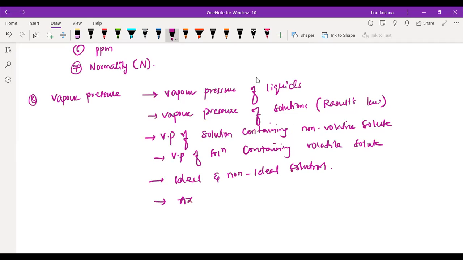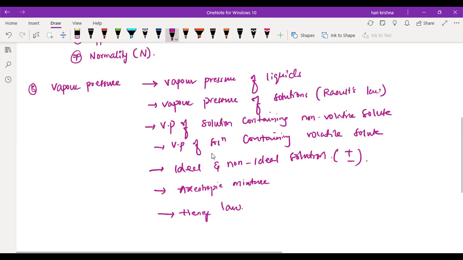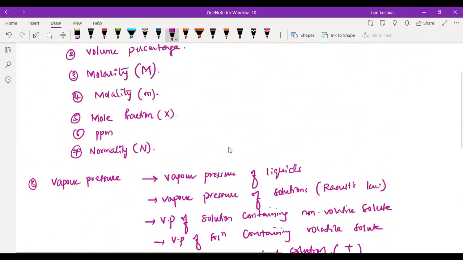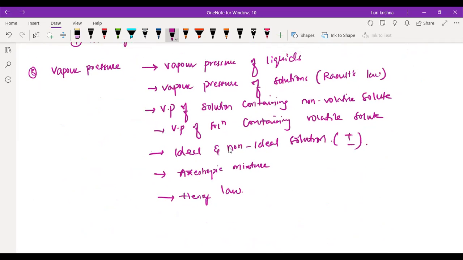Next, azeotropic mixture. In this, you have again positive deviation and negative deviation. Two deviations are there in the non-ideal solutions. Again, we'll study about Henry's law. Actually, this would come first, but in the order we'll study it at the last of this topic. So these are the third sub-classification of this chapter: vapor pressure of the solutions, solvent, ideal, non-ideal, azeotropic mixture, Henry's law. These are the main subtopics of this chapter.